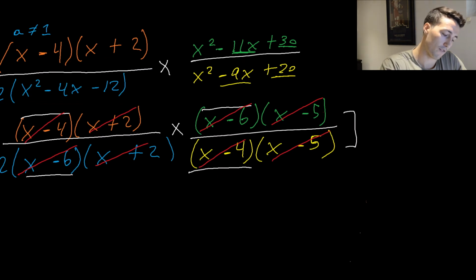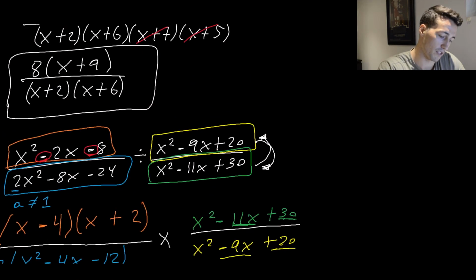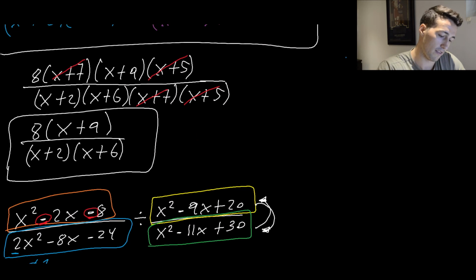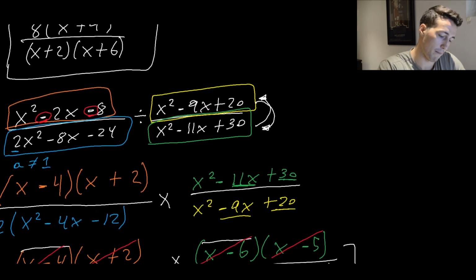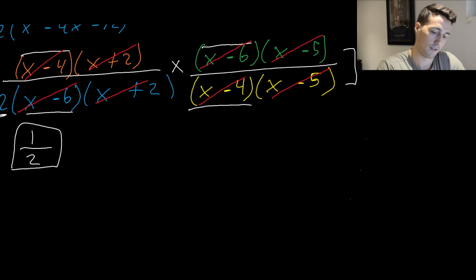So what we're going to be left with is literally just this 2 right here, but it's in the denominator. So it's going to turn into 1/2. And that would be the simplified expression of this rational expression. From starting with this entire mess, we end up getting a value that's equal to 1/2. It's a lot more simple than we realized.